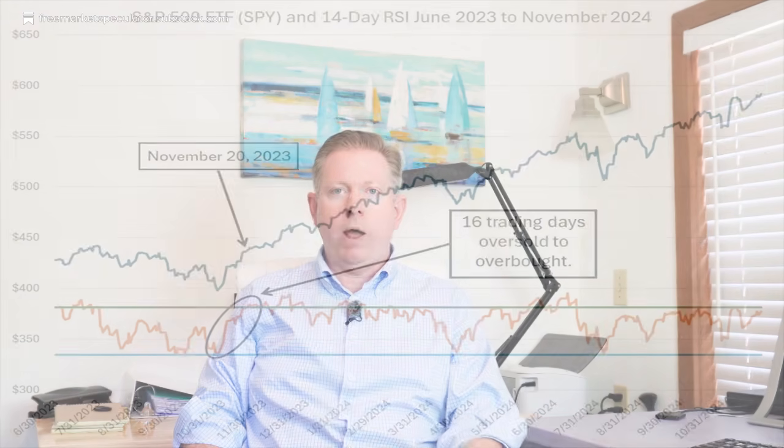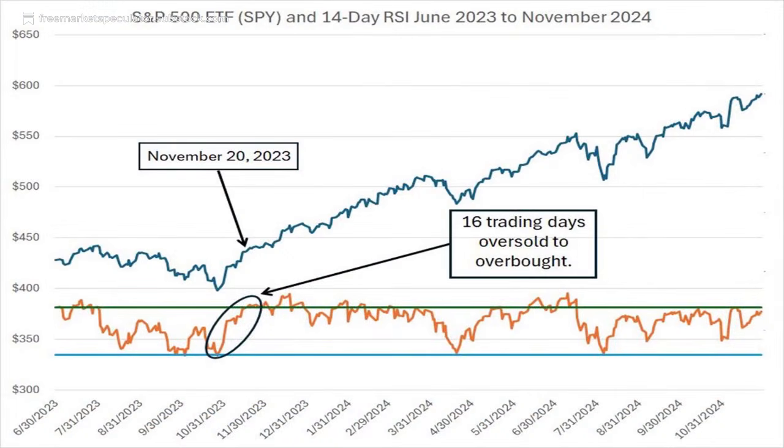Okay, so now let's turn to one more Hall of Fame RSI momentum swing, and that would be November 20th, 2023, just a few years ago. Here's a chart. Now, I'm sure a lot of you remember this one. I sure do. I was actually speaking at the Orlando Money Show in October 2023.